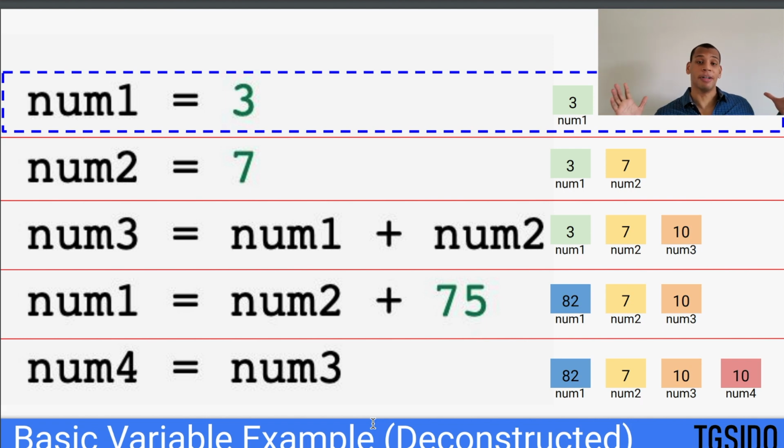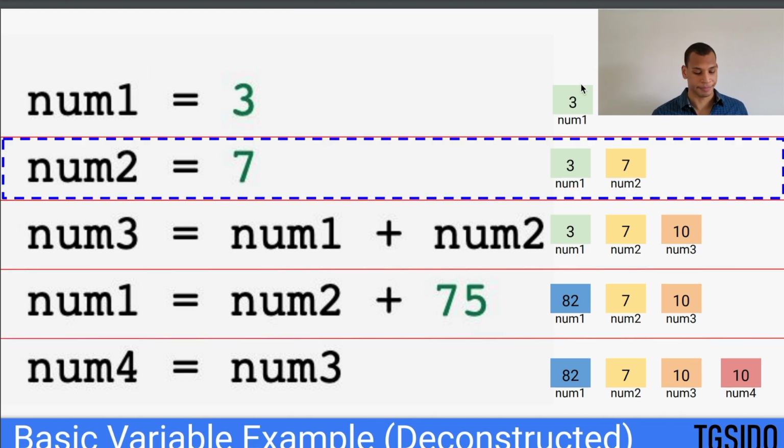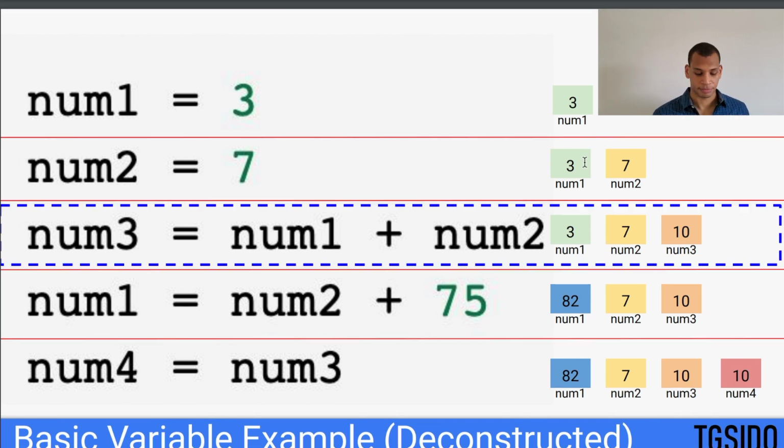Awesome. So now for a very basic variable example, we're going to break this down line by line. So over here we say num1 is equal to 3. So we're creating the num1 variable and putting 3 inside of the box for num1, as we see over here. And now over here for num2, we have num2 is equal to 7. Same thing, we're creating the num2 variable and putting 7 inside of its box. And now over here for num3, we have num3 is equal to num1 plus num2. So take whatever's in num1, which is 3, whatever is in num2, which is 7, add those together, that's 10, and put that inside of the box for num3.